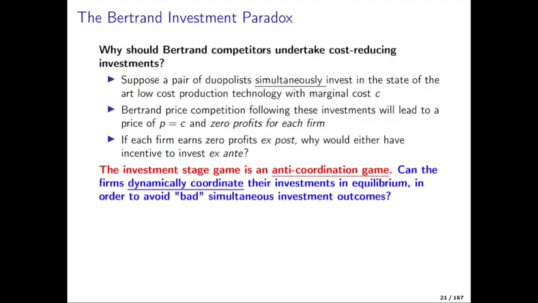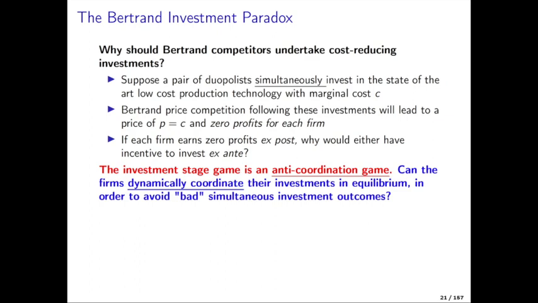Another example is something the defense would say, that they were out of touch with reality in suggesting Bertrand price competition in the short run with leapfrogging investments in the longer run. They say, if they're really Bertrand price competitors, why would they ever do any cost reducing investment? It's logically impossible. Here's a line of thought. Suppose a pair of duopolists simultaneously invest in the state of the art cost reduction technology with marginal cost C. That's in principle possible because everybody can buy this machinery from Czechoslovakia, right?